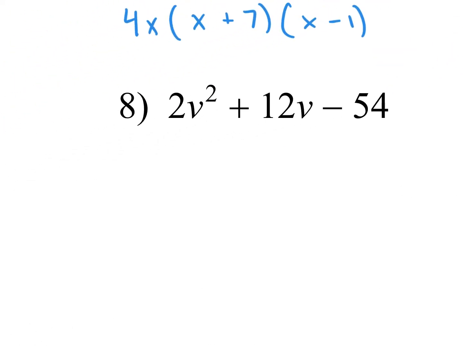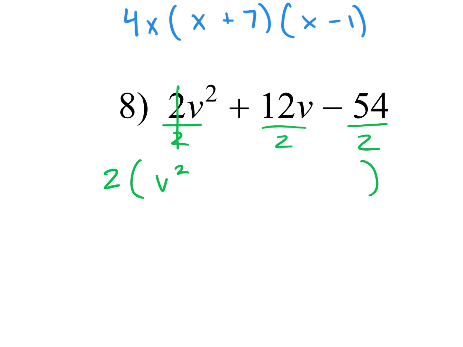All right, Paula, number 8, what should I do? Divide by 2. Do I have any v's in common with all 3 of these? Nope, so I'm only taking out a 2. That 2 stays on the outside. So the 2's cancel here, and I have v squared.